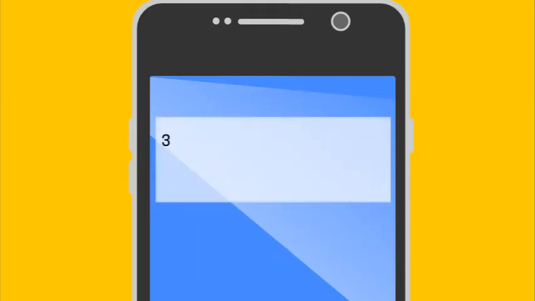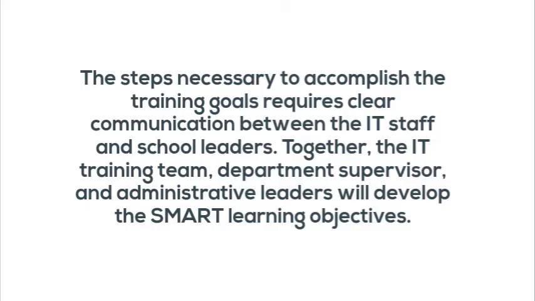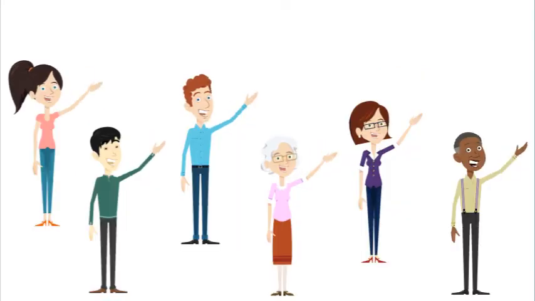In addition, while working in Google Forms on an iPad, teachers will be able to create and share a quiz with 100% accuracy. The steps necessary to accomplish the training goals require clear communication between the IT staff and school leaders. Together, the IT team, department supervisor, and administrative leaders will develop the SMART learning objectives. The target audience includes 6 history teachers.